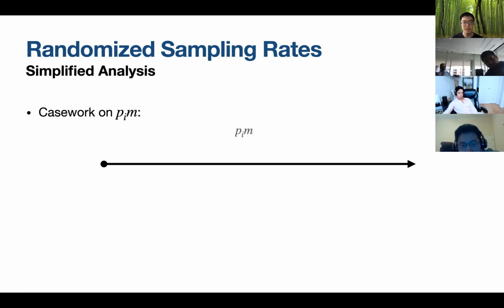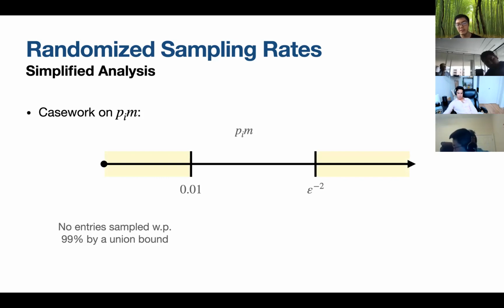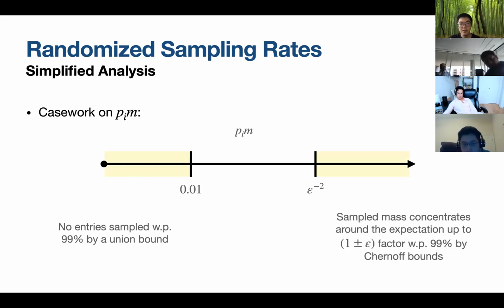So let's do some casework on Pi times M. Remember that this is the expected number of entries that we'd sample. As mentioned earlier, if Pi times M is at most 0.01, then we sample none of these entries with probability at least 99%. This is just by a simple union bound over the M entries that we were supposed to sample. On the other hand, if we can expect to sample at least 1 over epsilon squared many items, then the sampled mass concentrates around the expectation up to a 1 plus or minus epsilon factor. And the rescaling doesn't really matter, since everything's just multiplicative.